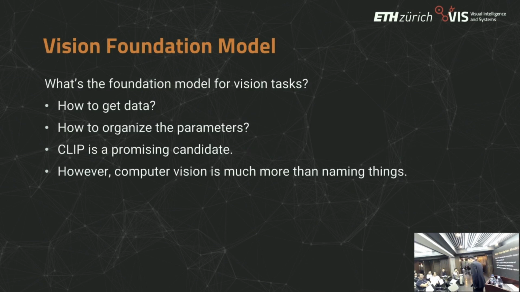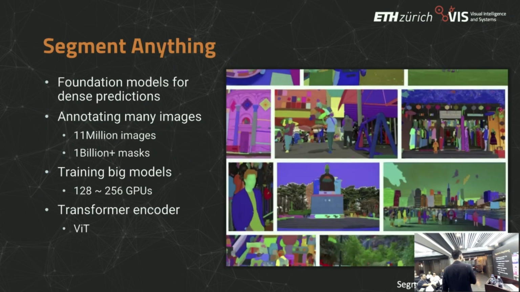So, of course, every computer vision researcher is curious: what is the foundation model for computer vision, since it has made a big splash in language? Essentially, it breaks down into several questions, like how do we get the data, and how do we organize the pipelines. CLIP is a very promising candidate, like we use CLIP for open vocabulary object tracking. However, computer vision is much more than just naming things in an image. It's about modeling relations, getting object locations, and solving more complicated tasks.